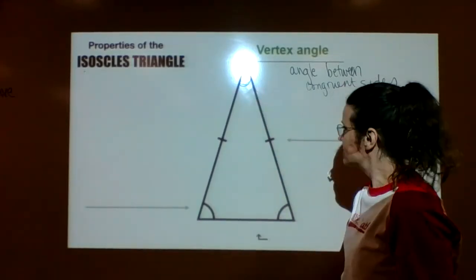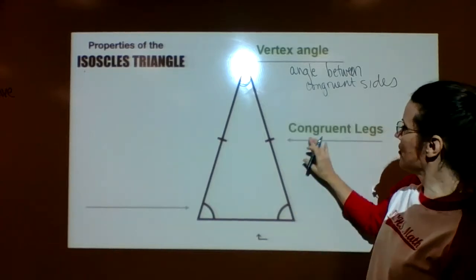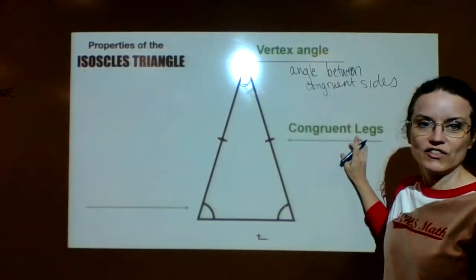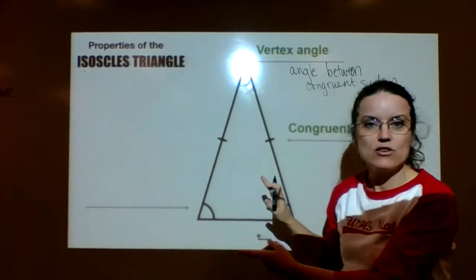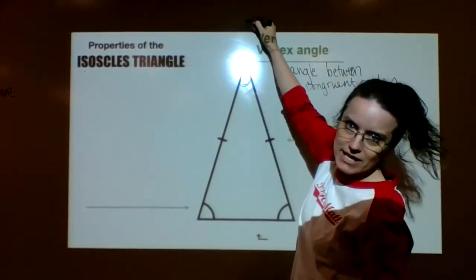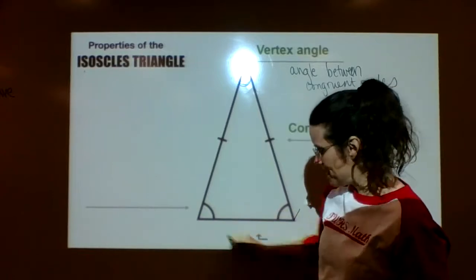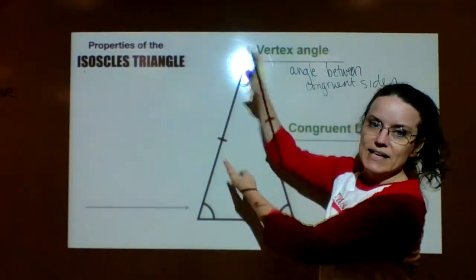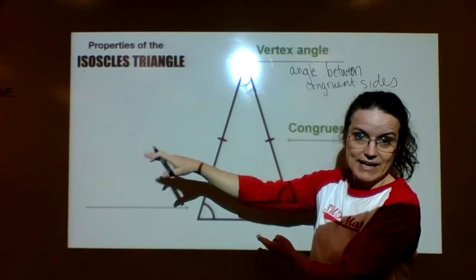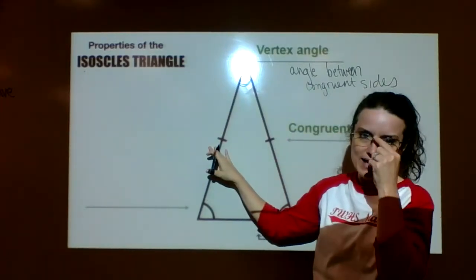The next part is these congruent sides, which are called the legs. When it's standing up like this, they kind of look like legs, the way you would be standing. This would be your body up here, and these would be your little feet. So the congruent sides are always called your legs, even if the triangle is laying down on its side.